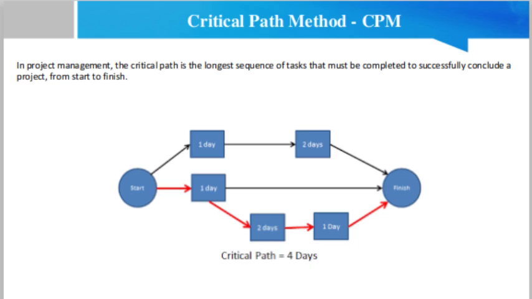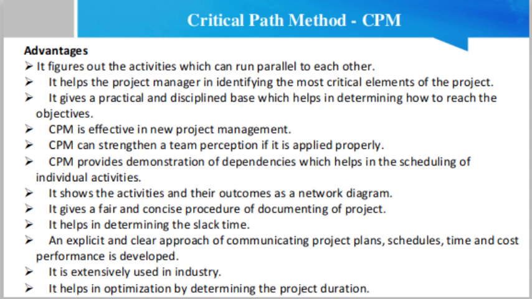Now, the advantages of the critical path. Friends, the advantages of the critical path are as follows. It figures out the activities which can run parallel to each other. It helps the project manager in identifying the most critical elements of the project. It gives a practical and disciplined base which helps in determining how to reach the objectives. CPM is effective in new project management. CPM can strengthen a team's perception if it is applied properly. CPM provides a demonstration of dependencies, which helps in the scheduling of individual activities.